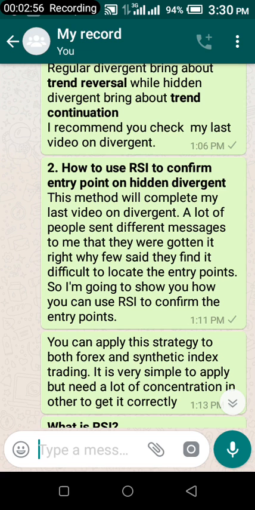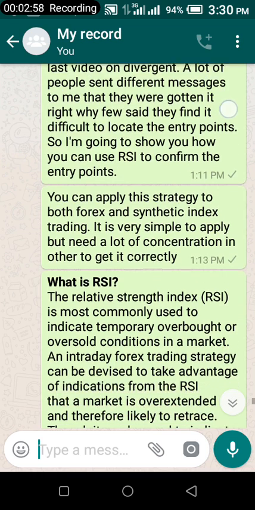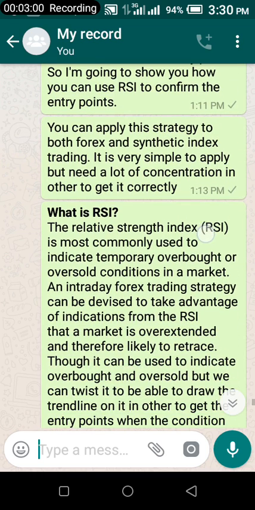A lot of people know I said it like that. You can apply the strategy to both Forex and synthetic index. It's not only for synthetic index. You can apply it on Forex as well. But you need a lot of concentration in order to get it correctly.